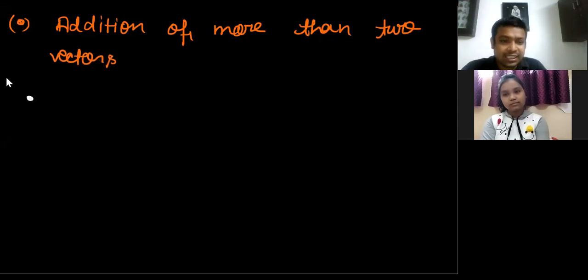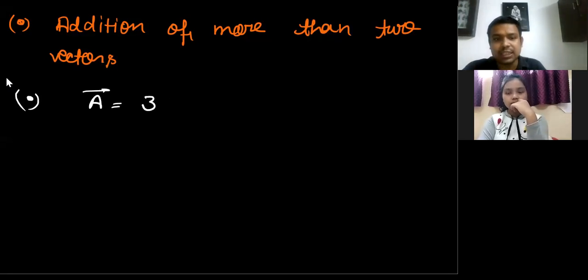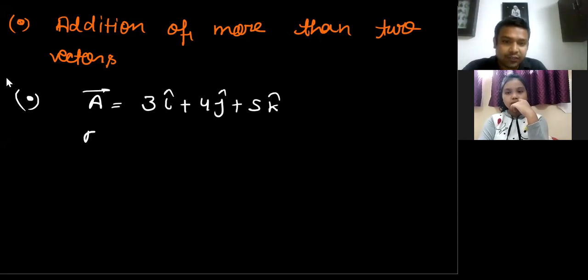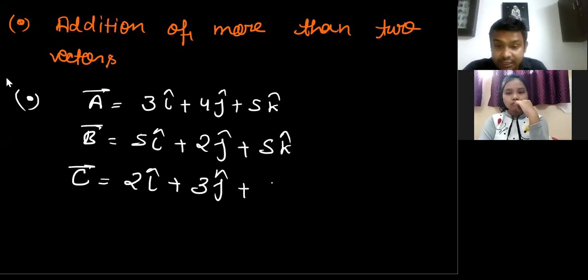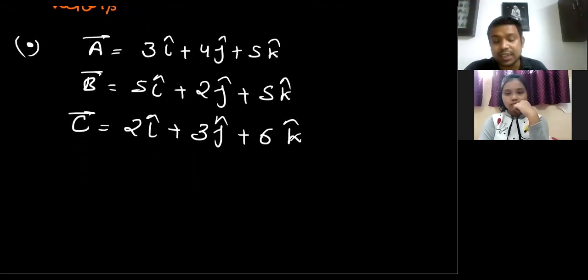My dear friends, in the last class, we saw that if we have three vectors in orthogonal unit vectors, like vector A is 3i cap plus 4j cap plus 5k cap, and vector B is 5i cap plus 2j cap plus 5k cap, and vector C is 2i cap plus 3j cap plus 6k cap. Then there are more than two vectors, there are three vectors. So what is the sum? R is equal to vector A plus vector B plus vector C.